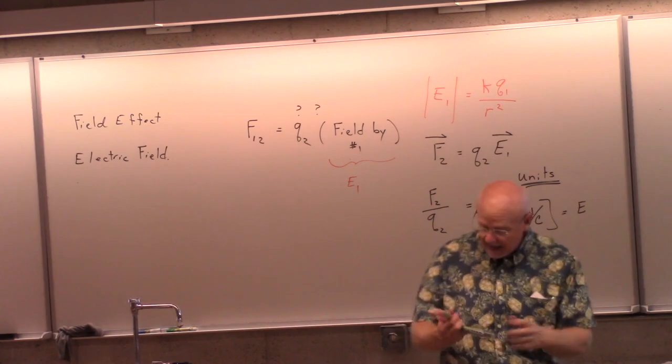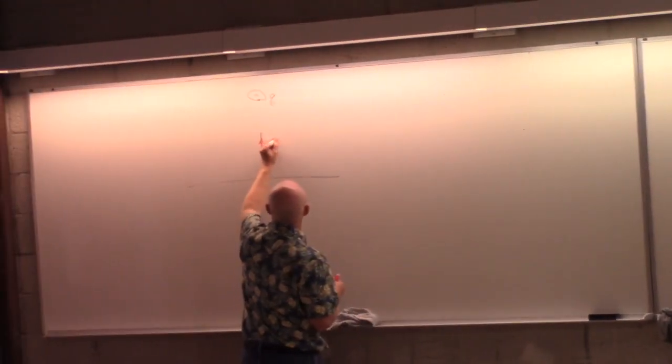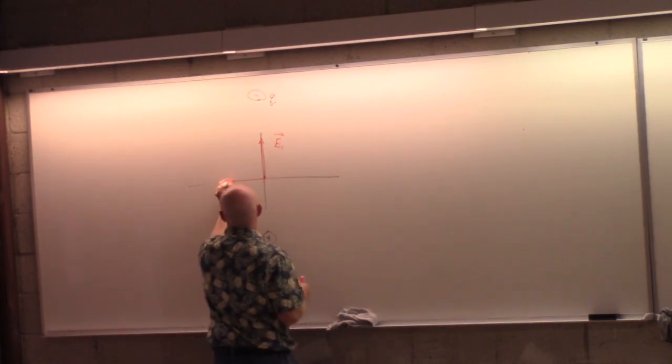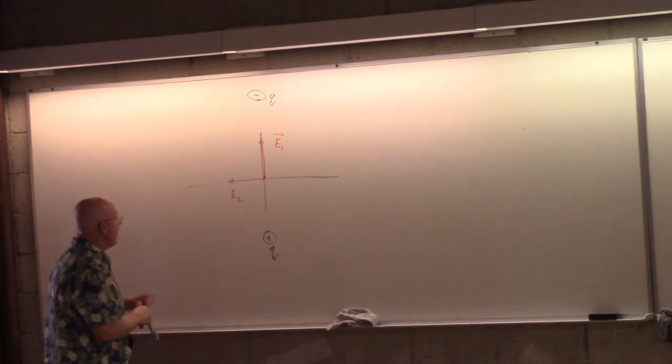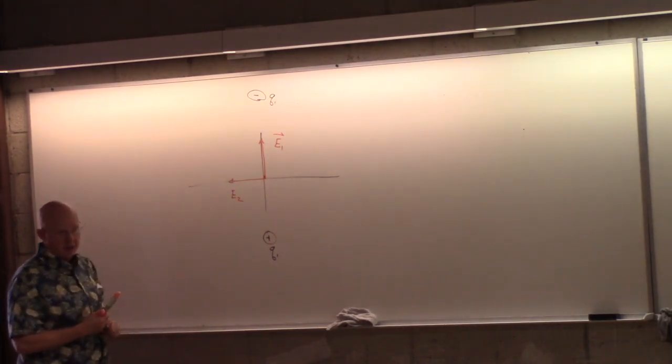Field number 2 is in the negative x-axis. So I'll go field number 1, and over here I'll go field number 2. Okay, now, again, same logic. Why do we have a field number 2?